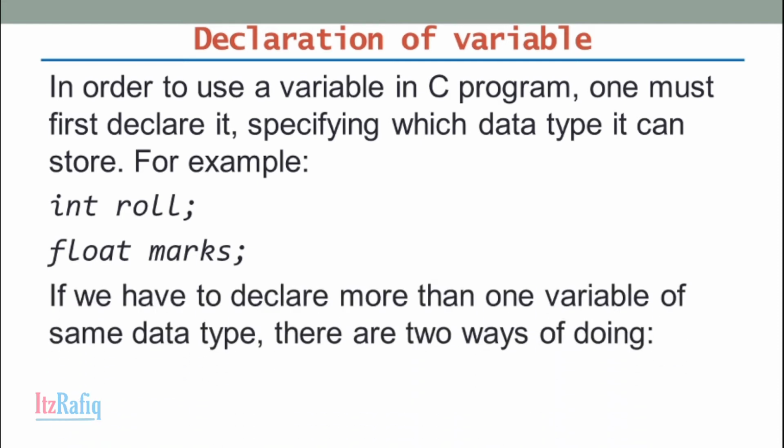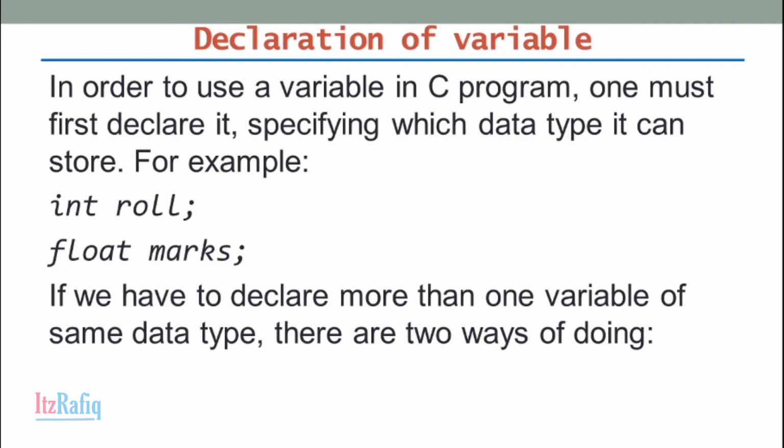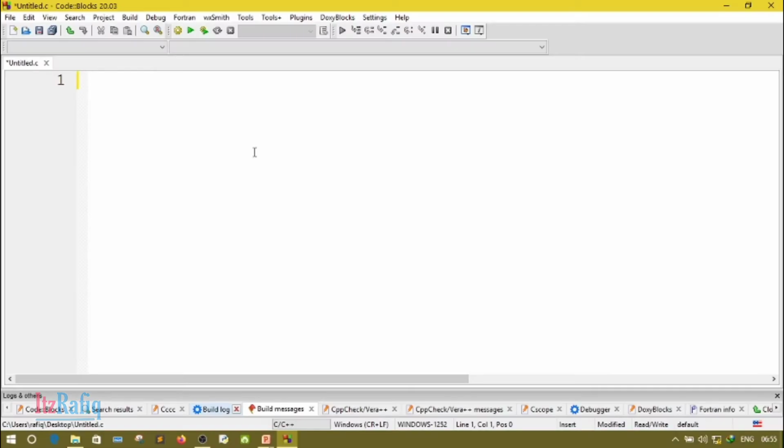If we have to declare more than one variable at same time, there are two ways of doing. I'll show you the example how we can declare more than one variable at one time. Suppose I have to declare two variables, integer a, b. This way we can declare two variables together, or we can declare this way also, integer x, integer y. But it works when the data type is same, if all the numbers are integer or character.